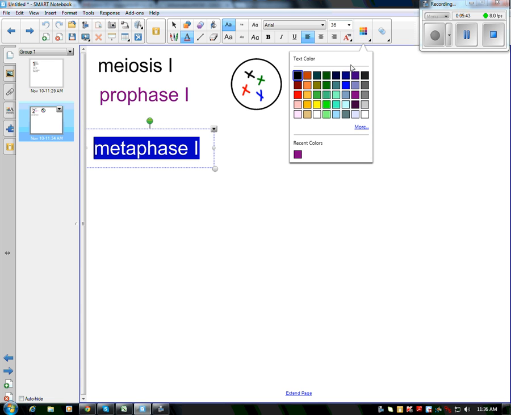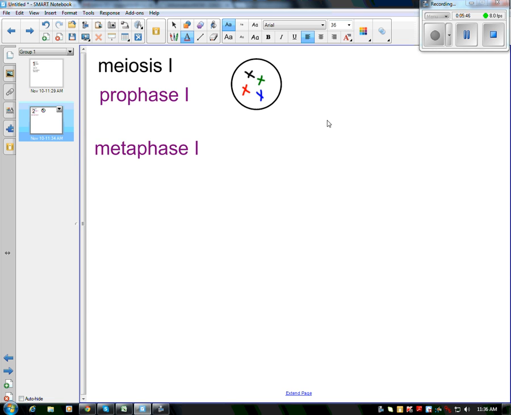And then we'll make metaphase one. Okay. So now what happens in metaphase one is the same thing that happened in metaphase during mitosis. These pairs of chromosomes line up, just like that. Not a big thing.